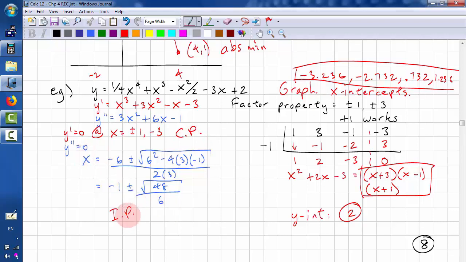For our inflection points, we solve the second derivative equal to 0. This is not a nice quadratic, so you need to use the quadratic formula. You can use exact values, but I'm just going to use an approximation. It's approximately negative 1 plus or minus, this is almost 49, so we can say square root 49, that's 7, over 6. So we have negative 13 over 6, and we have 1/6.